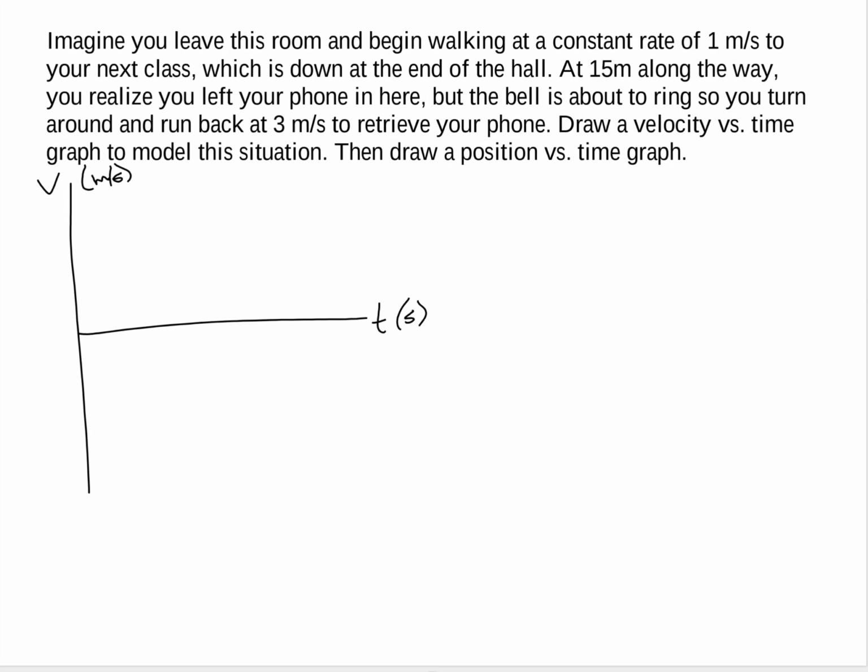Our slope is 1 meter per second. So this is the velocity versus time. What is our velocity at first? 1 meter per second. Constant? Constant rate. Constant velocity. So we have 1 meter per second. So this would be -1, this would be +1.